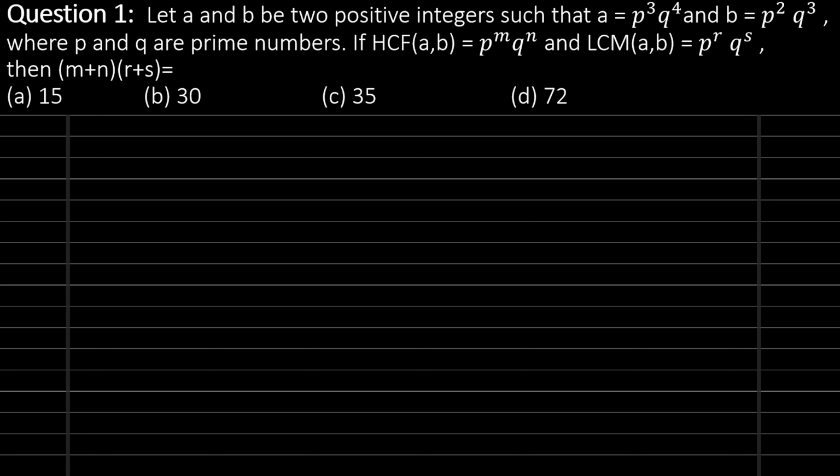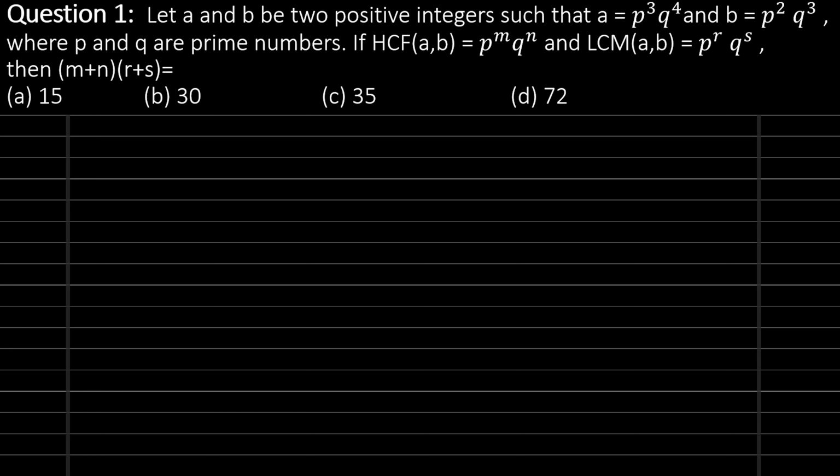This is question 1 of the sample question paper. Let A and B be two positive integers such that A equals P raised to 3 into Q raised to 4 and B equals P raised to 2 into Q raised to 3, where P and Q are prime numbers. If HCF of A and B is equal to P raised to M into Q raised to N and LCM of A and B is equal to P raised to R into Q raised to S, then (M plus N) multiplied by (R plus S) is equal to how much? We have to find that out.